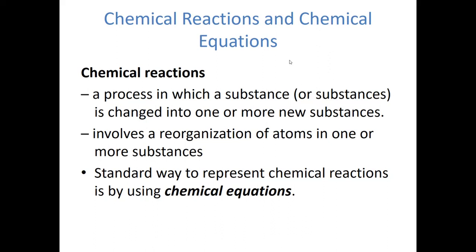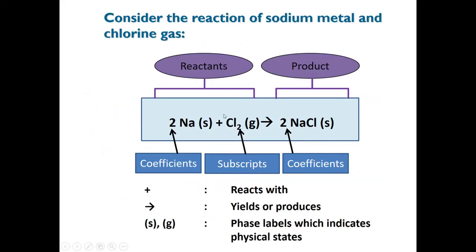So what is a chemical reaction? A chemical reaction is a process in which a substance or substances, more than one, are changed into one or more new substances. It involves a reorganization of atoms. The standard way to represent a chemical reaction is by using a chemical equation. For example, here is the reactant: when sodium reacts with Cl2, at the end of the reaction it will produce sodium chloride. This is the product of this reaction. Plus means sodium reacts with. The arrow means that it produces or yields.